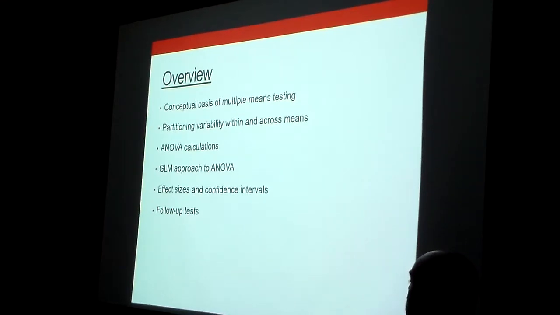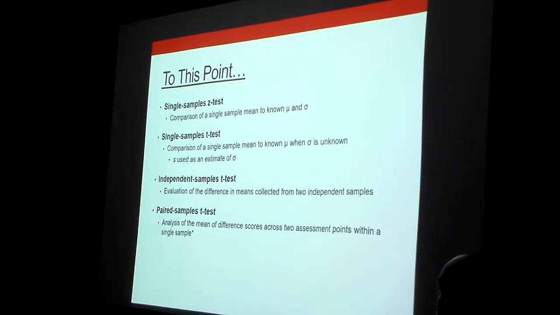So today we're going to talk about the conceptual basis of ANOVAs, talking about partitioning variability. This is going to be a big, important thing in terms of understanding what's going on and how we're determining differences when we're working with more than two groups. Then we'll talk about calculations, GLM stuff, calculating effect sizes, confidence intervals, and then the big issue is going to be follow-up tests for our ANOVA designs. Okay.